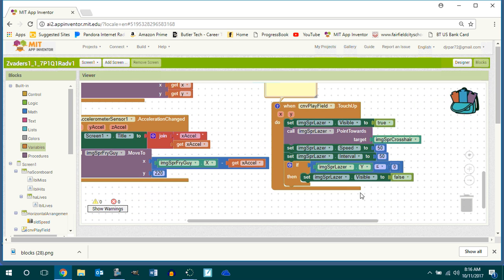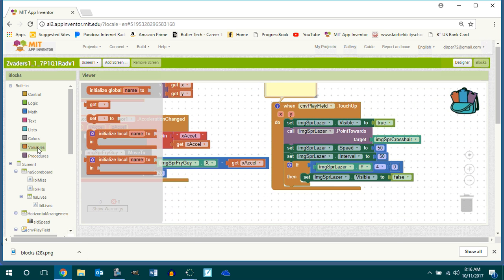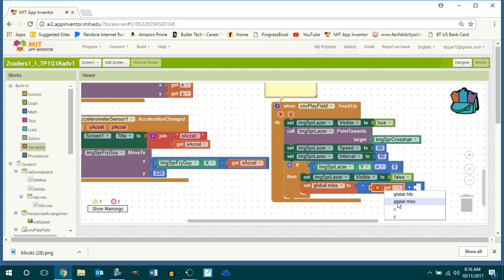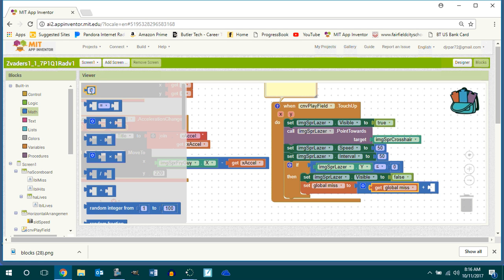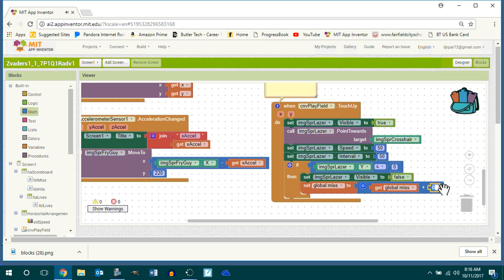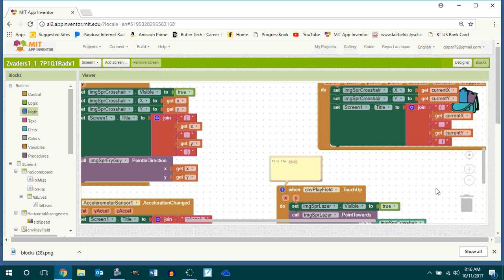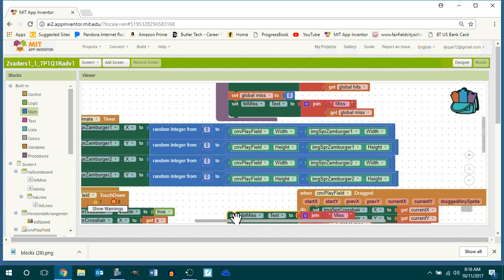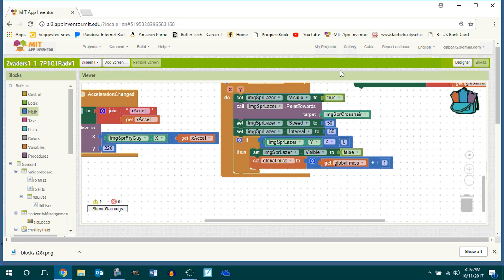So if I get to 0, that means my miss, we're going to go ahead and set the miss equal to miss plus 1. Who's getting this? Miss plus 1. And then go ahead and display it. So I'm going to grab this block here, drag it down.